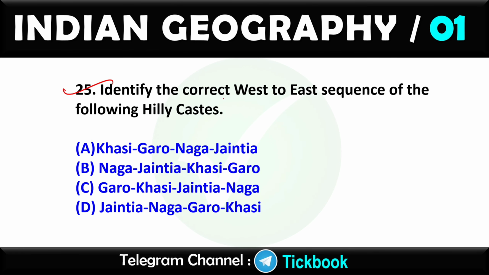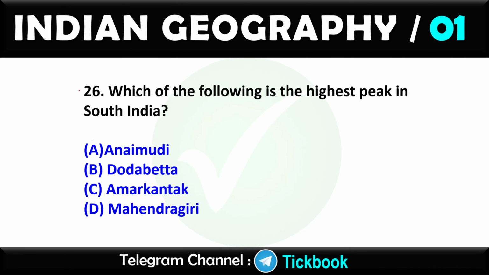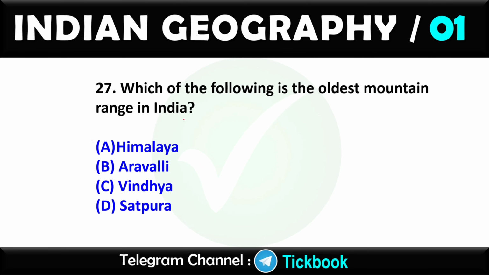25. Identify the correct west to east sequence of the following hills. Option number C is the right answer, Garo, Khasi, Jaintia, Naga. 26. Which of the following is the highest peak in South India? Option number A, Anaimudi is the right answer.